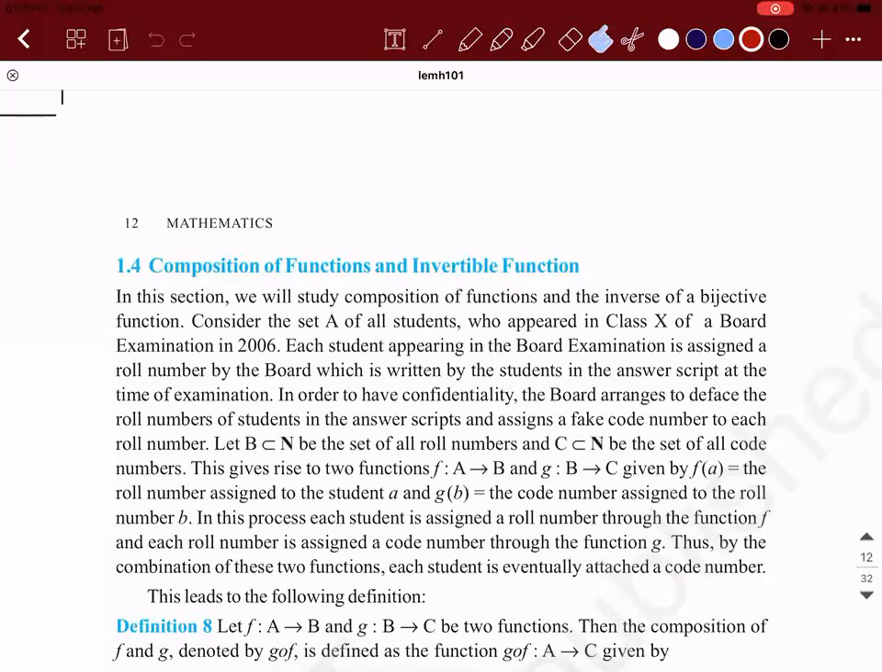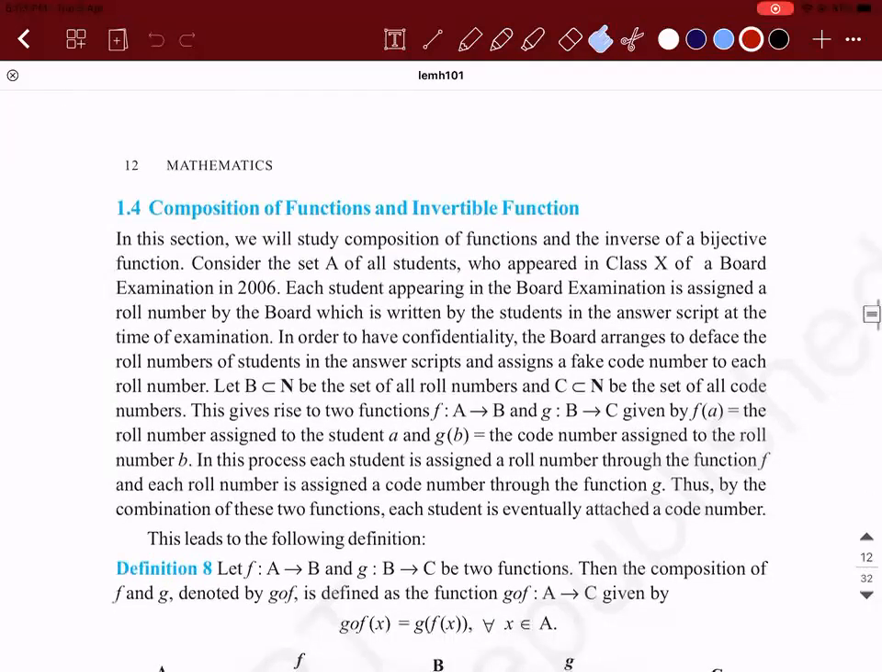Invertible functions. I repeat, we'll start in less than 5 minutes. Revise the concepts that we discussed yesterday. Especially concentrate more on onto functions. I told you certain steps, right? Revise it. If there is any doubt, please ask questions.